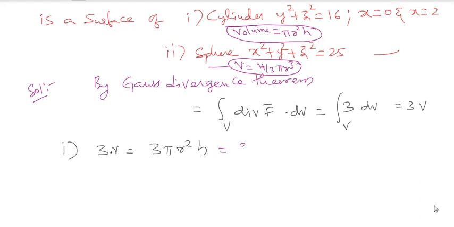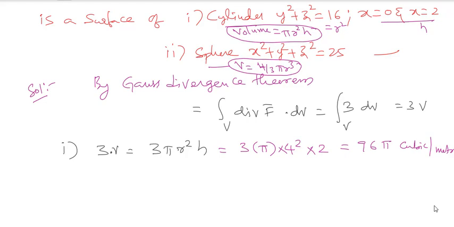So substitute the values here. 3 into pi into r square, radius only, that is 4 square, r square will be 4. Am I right or not? 4 into h, the height 0 to 2 they had given, so h is 2. If you calculate, you will have 96 pi. Am I correct or not? Check it out. So volume will be in cubic meters.